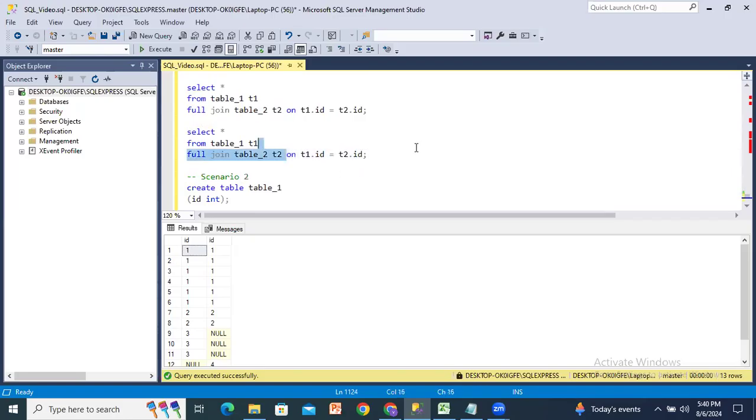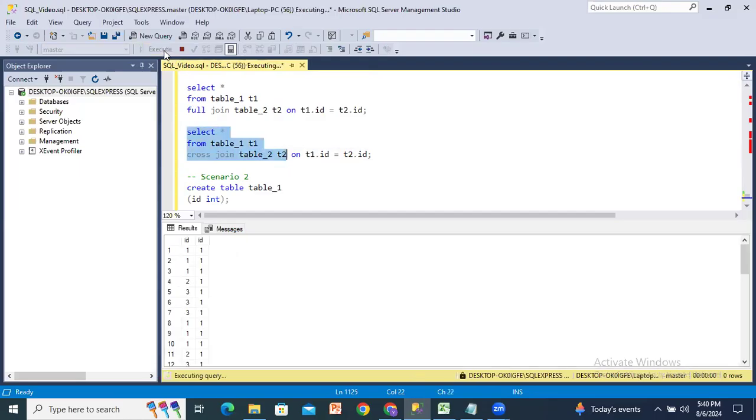So in cross join, the on condition is not working. So we'll remove the on condition. In place of full join, I will write cross join. First, I will execute this part only. So how many records? 42 rows.